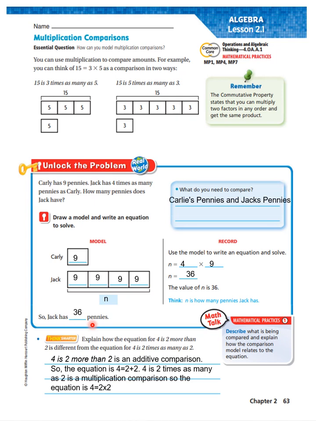It says, explain how the equation for 4 is 2 more than 2 is different from the equation for 4 is 2 times as many as 2. Well, 4 is 2 more than 2 is an additive comparison, so the equation is 4 equals 2 plus 2. 4 is 2 times as many as 2 is a multiplication comparison, so the equation is 4 equals 2 times 2.